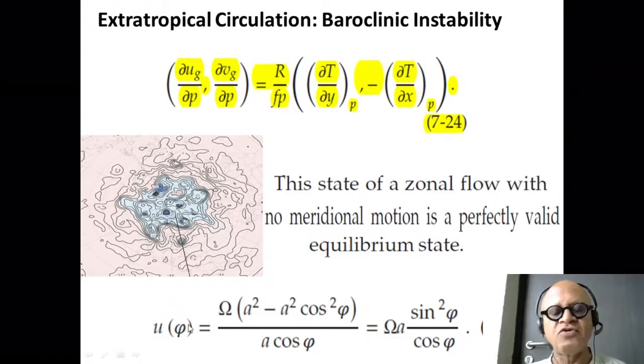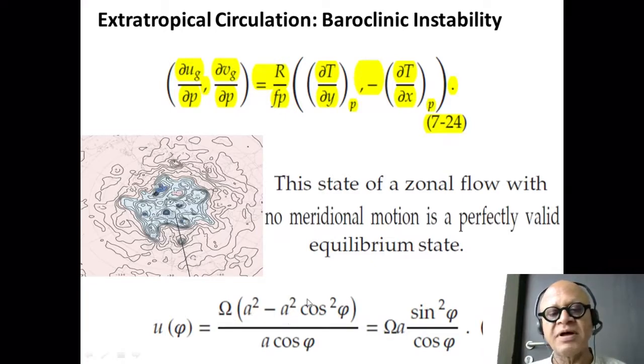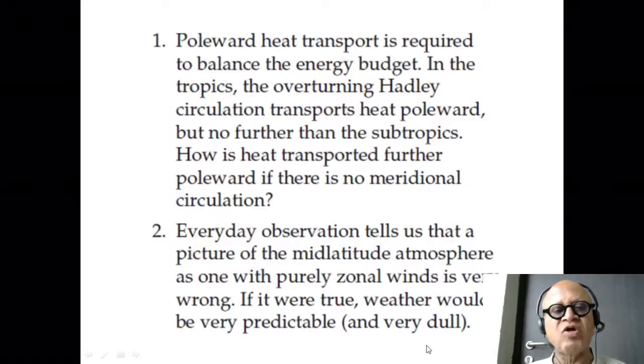So at any latitude, the azimuthal velocity relative to the rotation, which in our case is the zonal winds, the longitudinal winds, is omega a squared minus a squared cosine squared. We already did this and said it's omega a sine squared phi over cosine phi. And we said cosine phi is getting smaller as we go to higher latitudes.